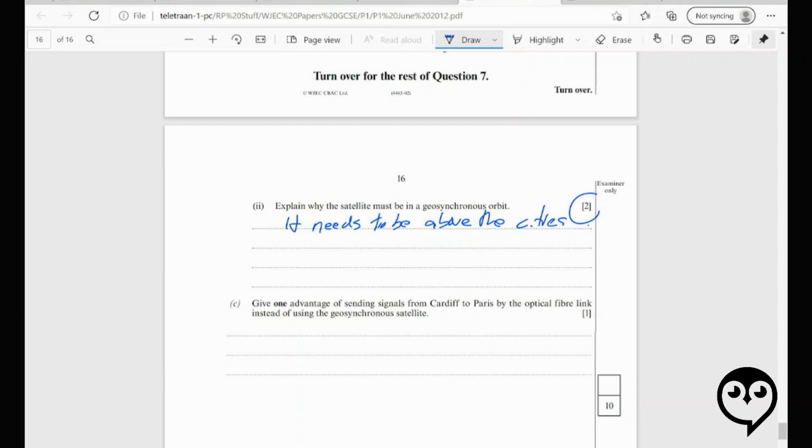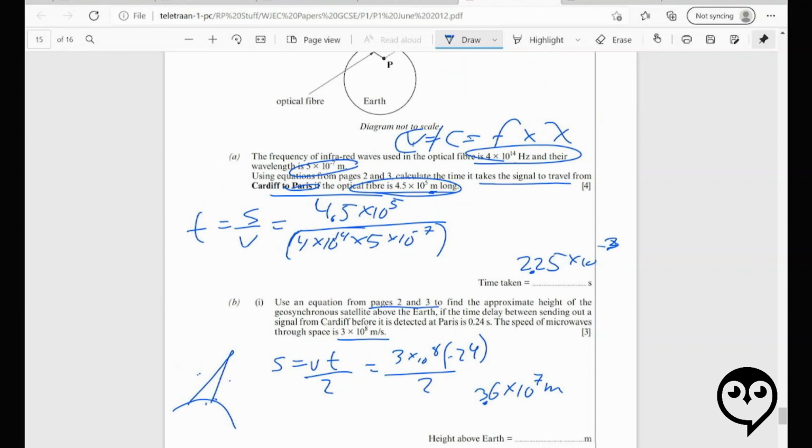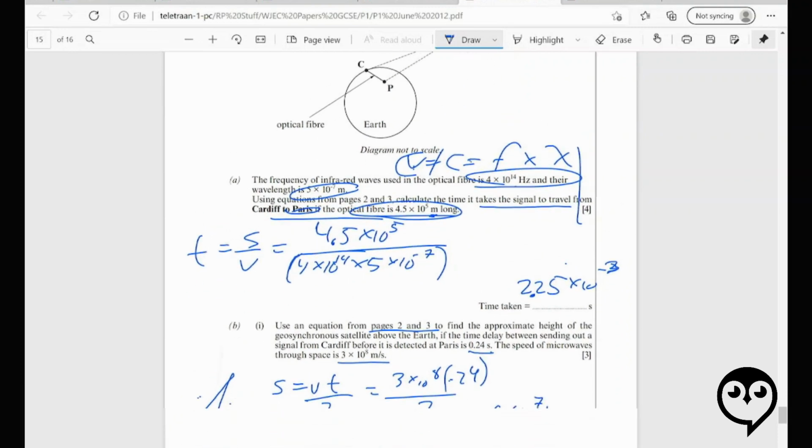Give one advantage of sending signals by a fiber optic link instead of using geosynchronous satellite. Fiber optic link, less likely to be intercepted, I suppose. Probably cheaper to run the cable across the English Channel than to launch a satellite. What's the time delay? 2.4 seconds for the satellite, and milliseconds, absolute milliseconds for Faraday.